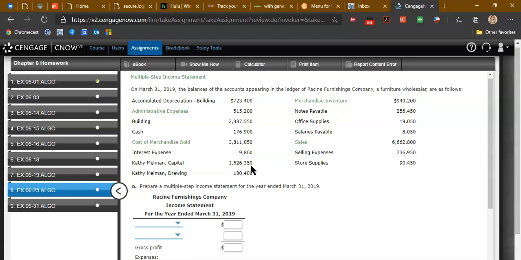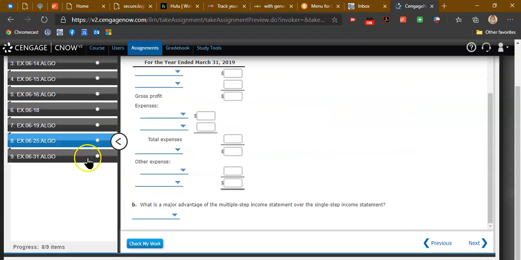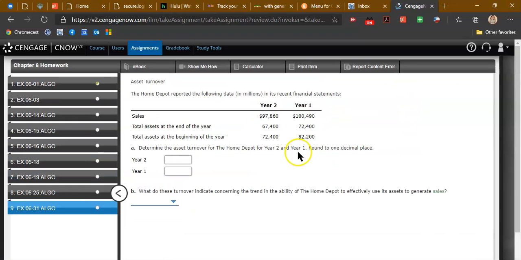This is the multiple step income statement that we did. Okay, and last but not least, you have a ratio. Just click your ebook, bring up that objective, and it will show you how to do that ratio.